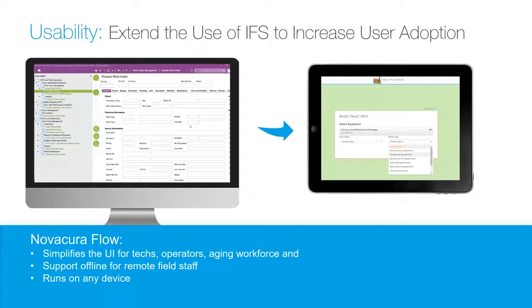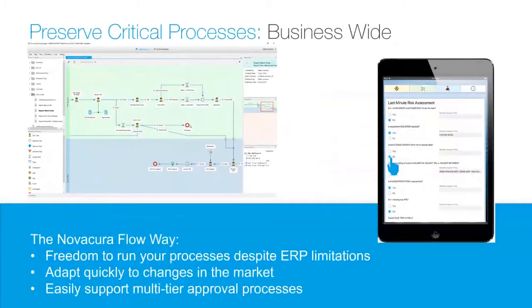Reason number two, we're being asked to help customers preserve critical business processes business-wide. In many cases, it's not just a process, but it provides a competitive advantage. So we have one customer in particular whose quoting process allows them to get a quote to a customer faster than their competition. They would tell you that the first to quote wins the deal. So in situations like that, customers need to be able to extend IFS to accommodate those processes.